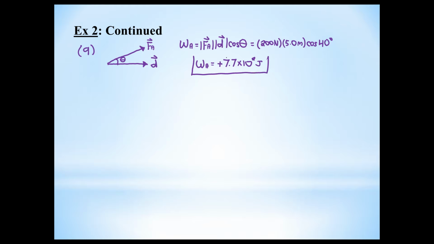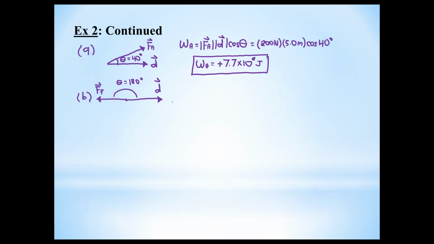Okay, part B wants me to determine the work done by the frictional force. For this one, the displacement of the object is towards the right, and your frictional force is always in direct opposition to the direction that you are moving, or more specifically, the direction of your velocity. So the angle between these two would be 180 degrees. The top one was 40 degrees, and in this one, it's a semicircle, so that would be 180 degrees.